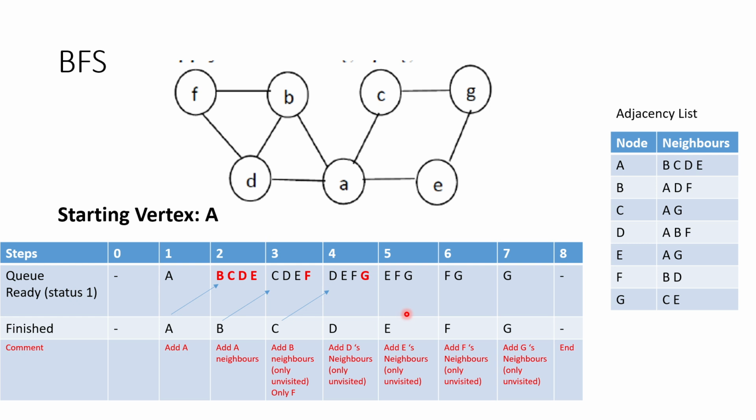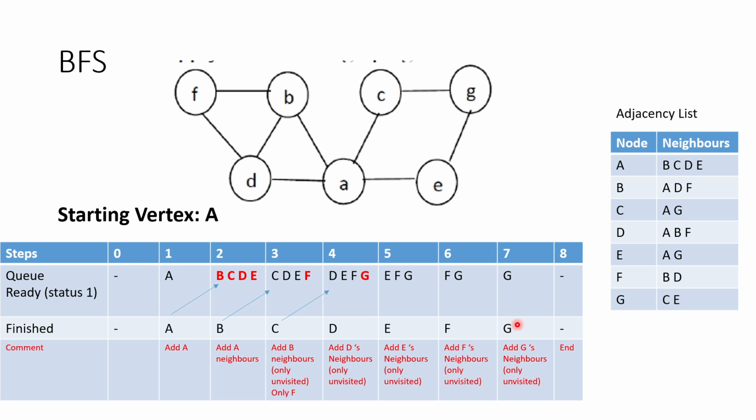Next, the front element is F. F is removed. All its neighbors, B and D, are already finished, so no change in the queue. Then the last element there is G. G you have to remove. This process has to be continued until all the nodes are visited. G is the last node to visit.